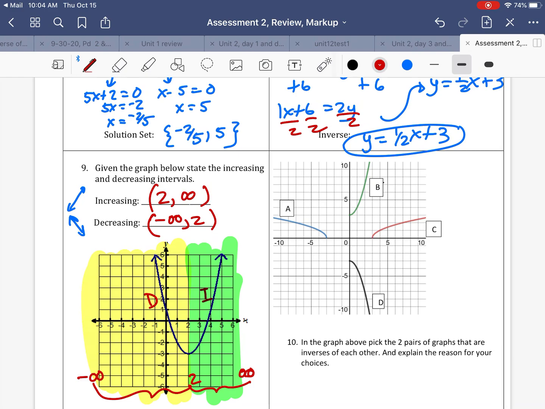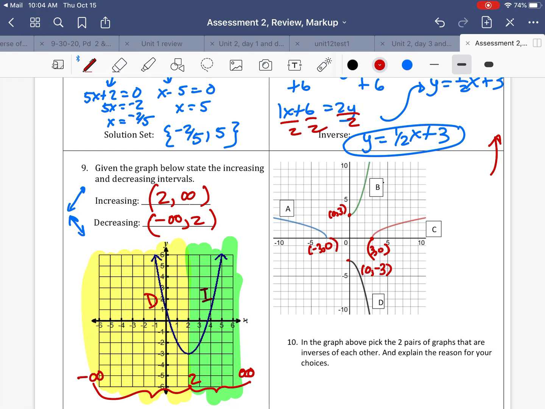All right, so this one is inverses. It's kind of like this problem up here, but it's using a picture. So A, B, C, and D, I have to figure out which two of these are inverses. So let's start off by labeling some points. This is the point 0, 3. This is the point 3, 0. This is 0, negative 3. And this is negative 3, 0.